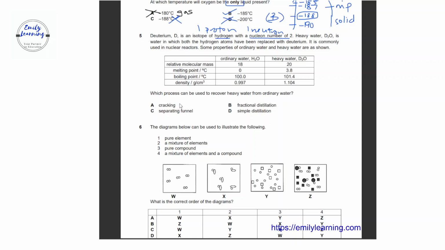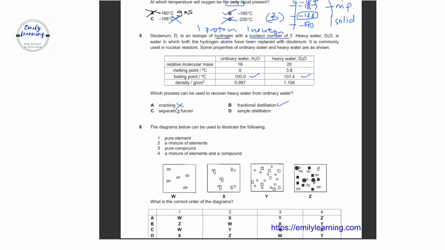So cracking is only to break. It's a process where large alkanes break down to form smaller hydrocarbons. It is not used for water, so it is out. Fractional distillation is used to separate substances with different boiling points, and yes, we notice a different boiling point for both substances. So yes, it is.